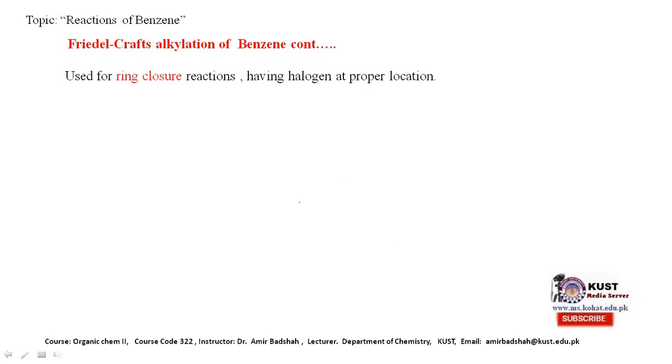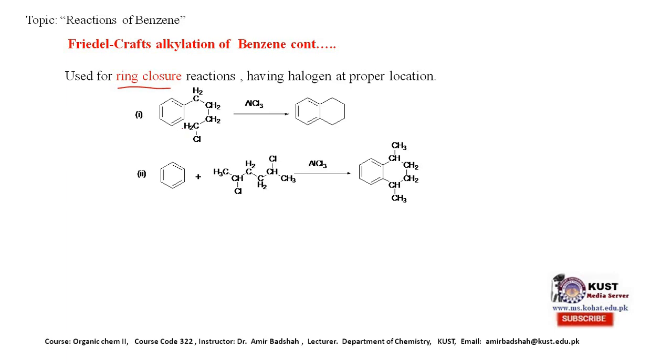This chemical reaction, the Friedel-Crafts alkylation, is very important. It is helpful in ring closure reactions, which have a halogen, but only when it is possible. It means ring closures are possible when the halogen or another leaving group is present at a proper position. For example, it has been shown here. Here a halogen is present at a proper position, so in that case ring closure is possible. Through which mechanism?